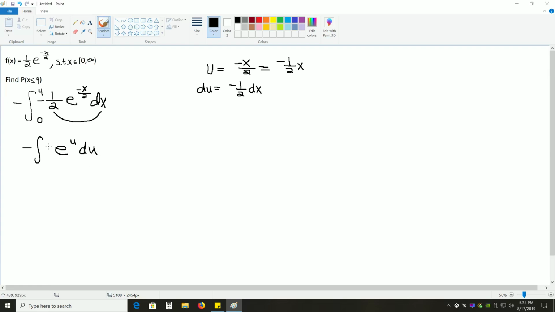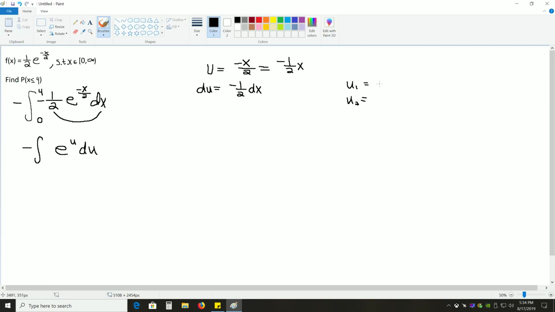And now from here, we need to plug in our limits of integration, 0 and 4, into our u. We call these u1 and u2. Doesn't matter which order you do them in. You could also call them the upper limit and lower limit. We're just finding our new limits of integration in terms of u. This way we don't have to go back to the x's when we're done with the problem.